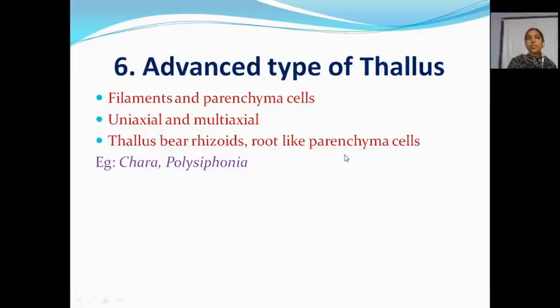Clear? The last one is advanced type of thallus, means filaments and parenchyma cells present. They have parenchyma cells that are present in higher plants. Then uniaxial, single axis, or having multi-axis. Then thallus also having root-like structures and parenchyma cells. So look like higher plants. That is the advanced form of thallus in algae. That is known as advanced type. Example Chara and Polysiphonia. These both you have to study in your syllabus as types.